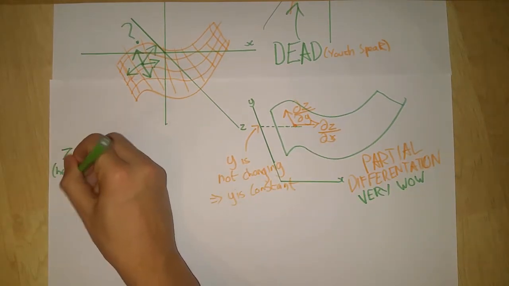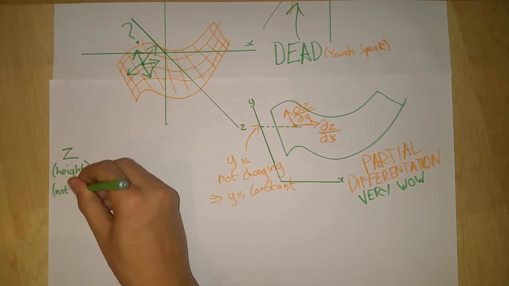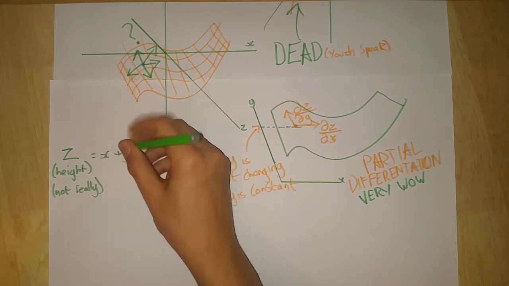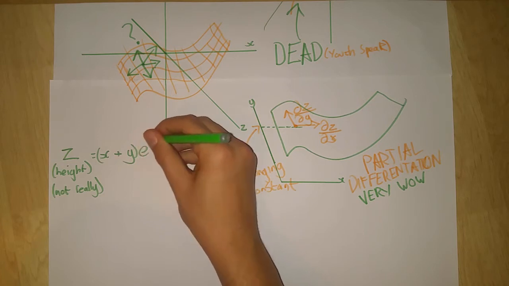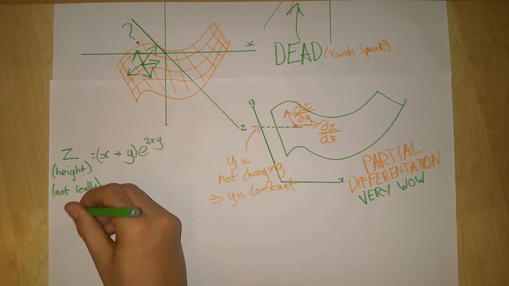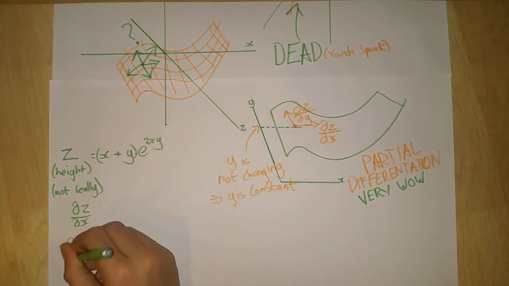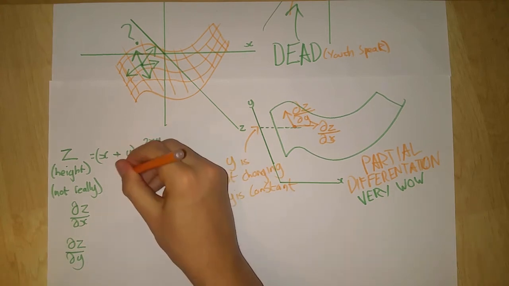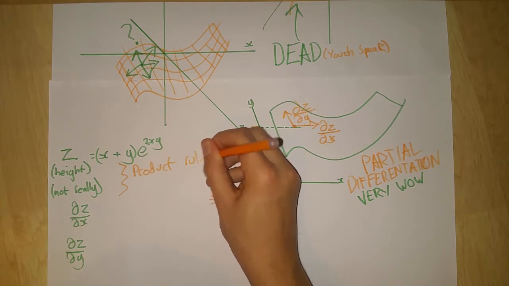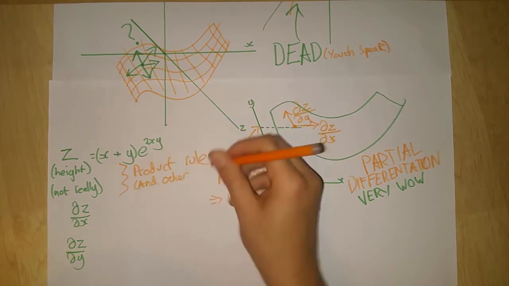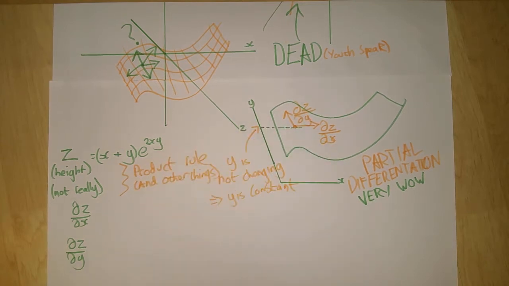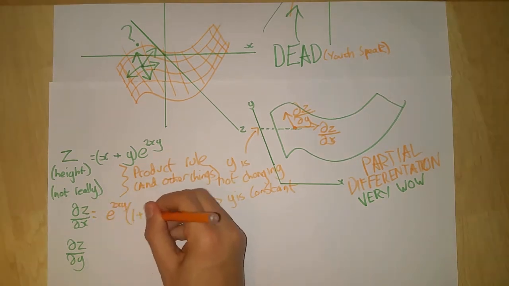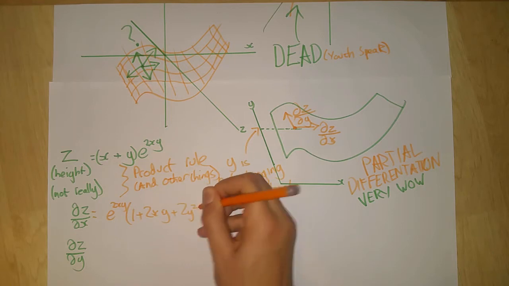If we, for example, look at the curvy plane, which has the equation z, which is the height, equals x plus y times e to the 2xy, you can partially differentiate this with respect to x and with respect to y. If we do this with respect to x using the product rule and other things, we get the equation e to the 2xy times (1 plus 2xy plus 2y squared).